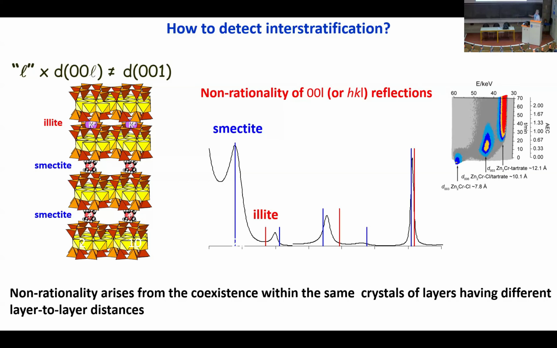Clearly here, if you multiply this position by 2, you will have something which is larger than d001. If you multiply this one by 3, you will end up with something smaller than d001, which means that there is no way to find a unique set of unit cell parameters to match all positions. And this non-rationality comes just because you have no periodicity in the crystals.